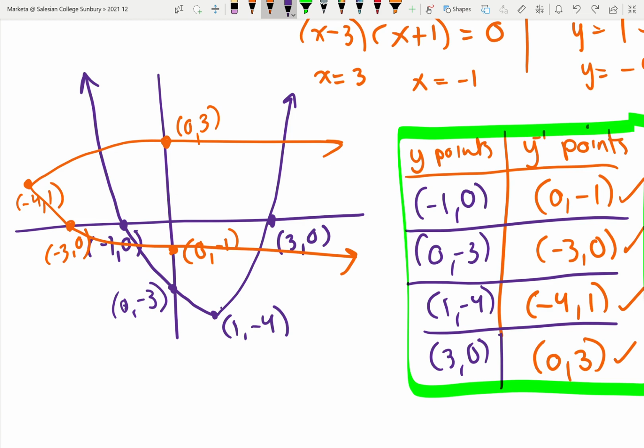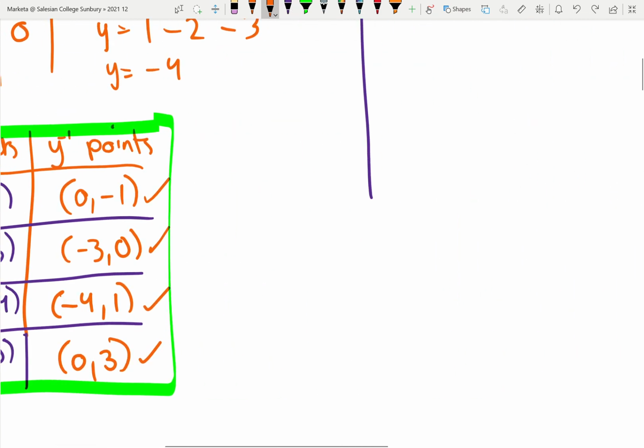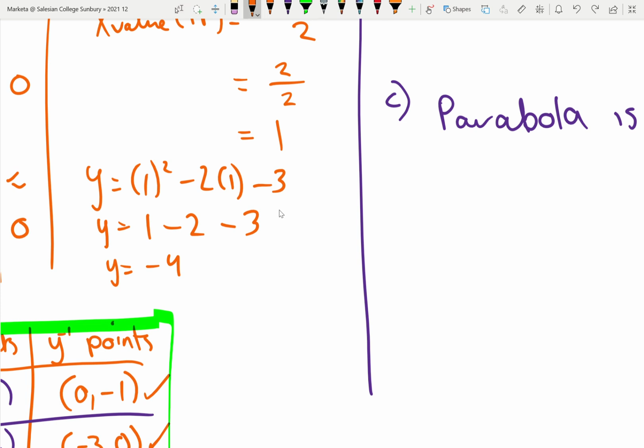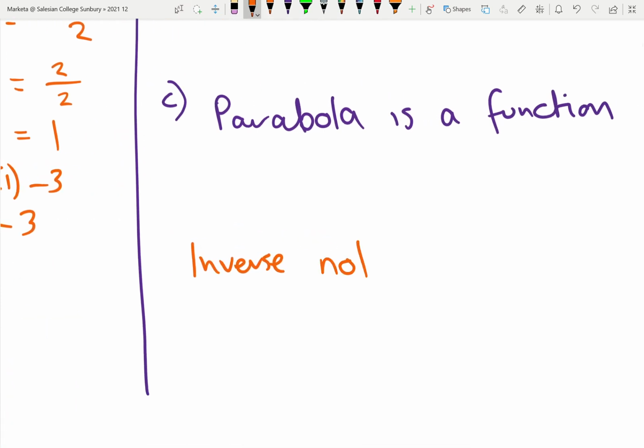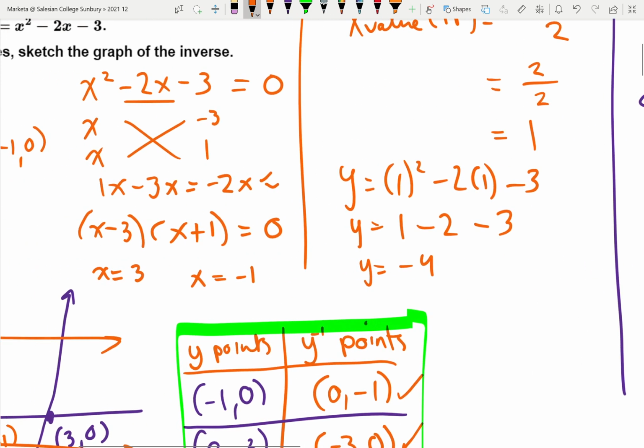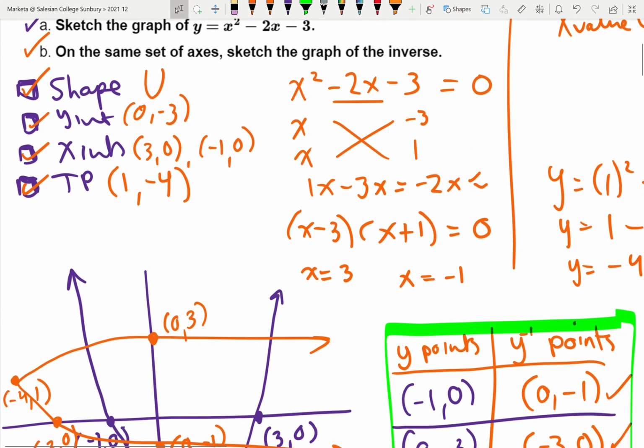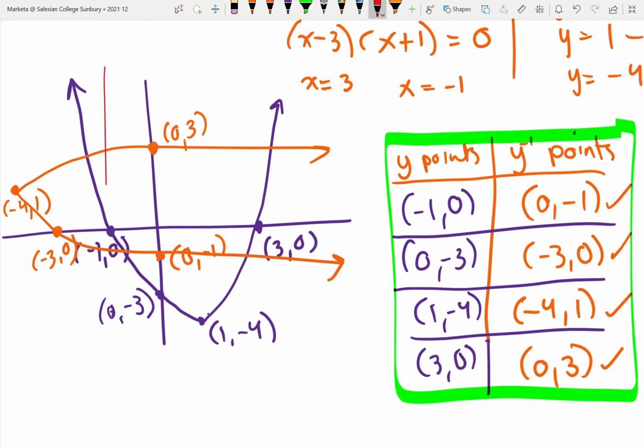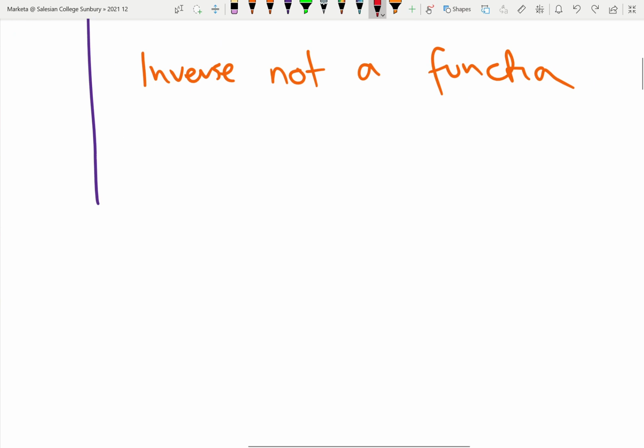For the orange one, our inverse there, the inverse is not a function. And we can see that because if you do the same thing, and I probably shouldn't have rubbed them out, anywhere I cut, already I've got two places, there and there. So already it's cutting our graph twice, so it can't be a function. So it's not a function.